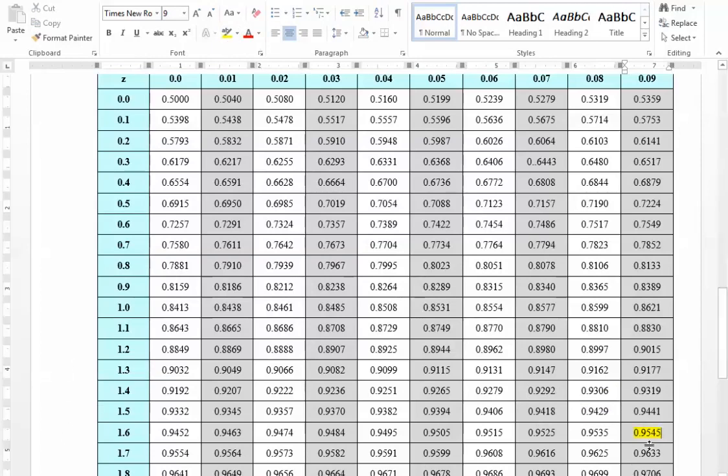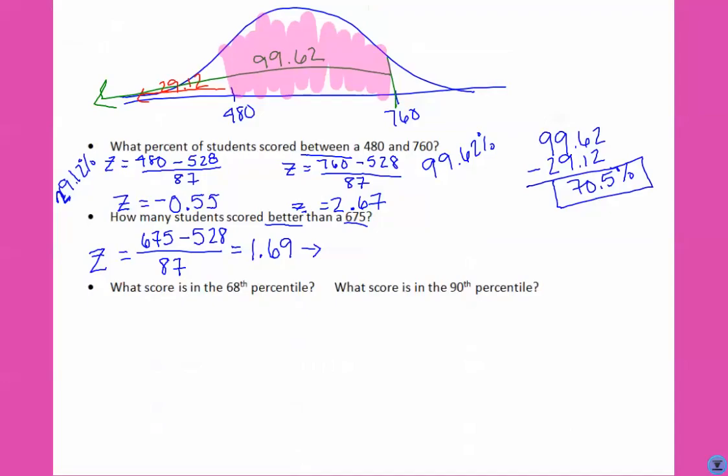So we know that 95.45% is below. That's below. We want better or above. So we do 100 minus 95.45%, and that gives us that there is 4.55%.